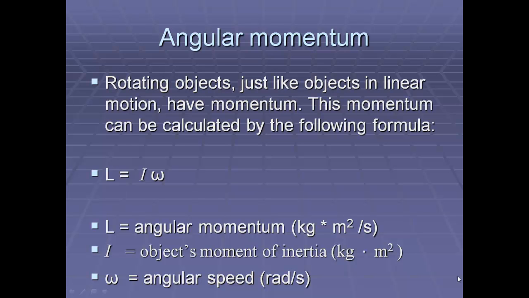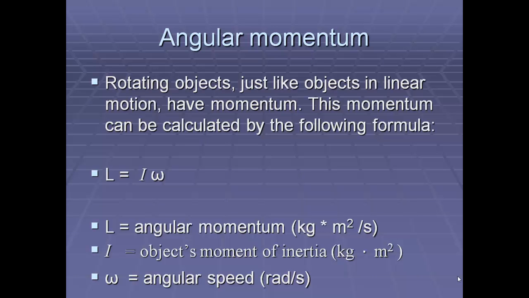Okay, kids, it's time for the next video lecture, this time on angular momentum. Angular momentum is the analog for rotational motion to linear momentum. Linear momentum, if you recall, was a product of an object's mass and velocity. For rotational motion, the angular momentum is a product of the moment of inertia and the angular speed.